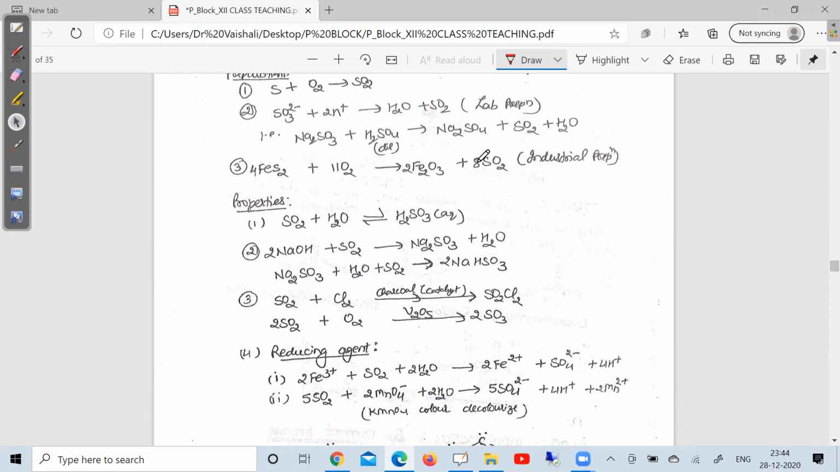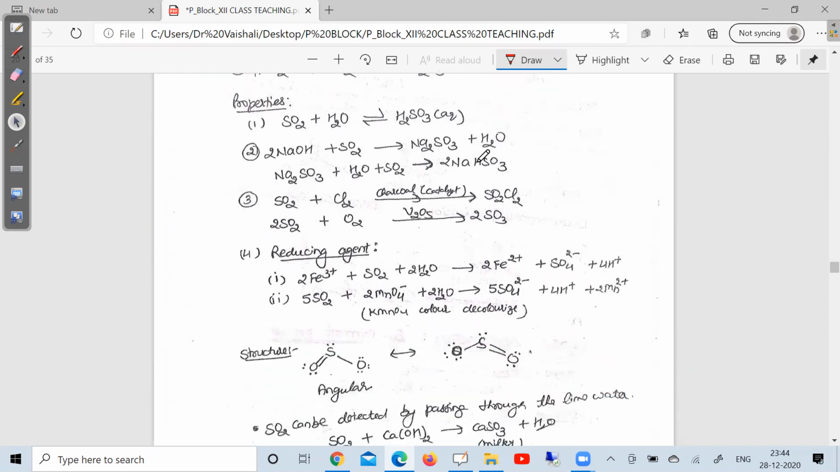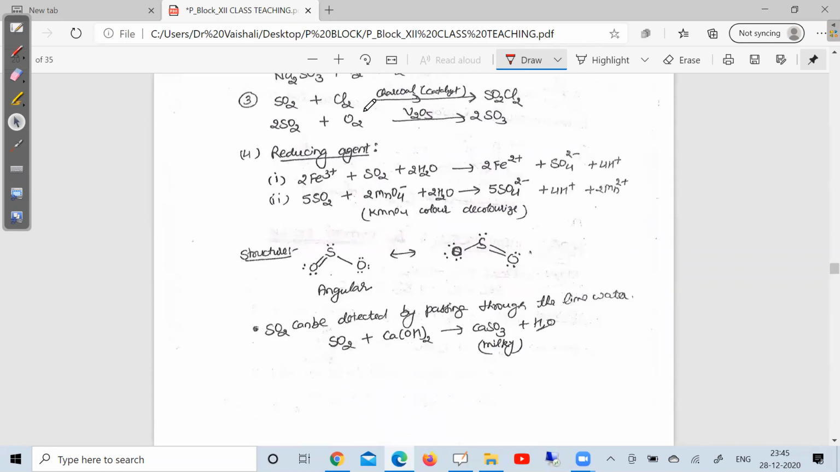Now what are the properties of sulfur dioxide? Chemical properties we can discuss. Sulfur dioxide is highly soluble in water to form sulfurous acid. Sulfur dioxide also reacts with bases or salts, as for example NaOH, to form sodium sulfite and water, and excess sulfur dioxide passed through this sodium sulfite solution forms sodium bisulfite.